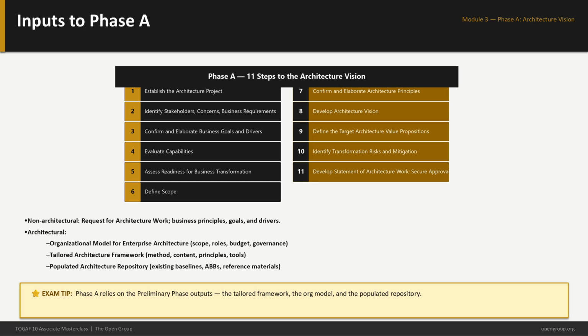Beyond the trigger, Phase A draws on several inputs, and they fall into two groups. The non-architectural inputs are the request for architecture work itself, plus the business principles, goals, and drivers. The architectural inputs are three things that mostly come out of the preliminary phase: the organizational model for enterprise architecture, which covers scope, roles, budget, and governance; the tailored architecture framework, which is your customized method, content, principles, and tools; and the populated architecture repository, holding existing baselines, building blocks, and reference materials. The pattern to notice is that Phase A leans directly on what the preliminary phase set up: the tailored framework, the org model, and the repository.